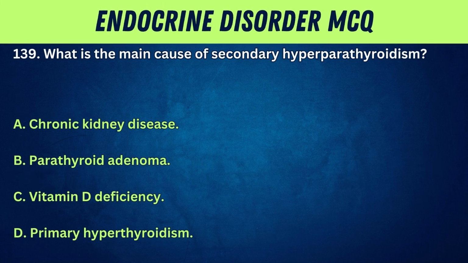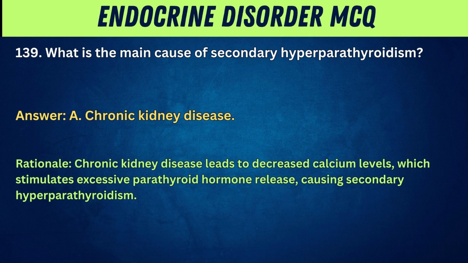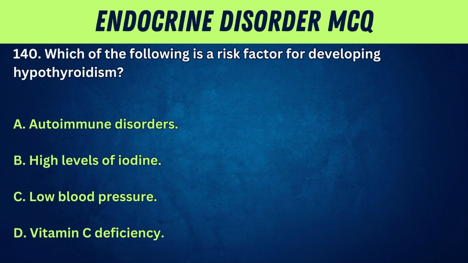139. What is the main cause of secondary hyperparathyroidism? A. Chronic kidney disease. B. Parathyroid adenoma. C. Vitamin D deficiency. D. Primary hyperthyroidism. Answer: A. Chronic kidney disease. Rationale: Chronic kidney disease leads to decreased calcium levels, which stimulates excessive parathyroid hormone release, causing secondary hyperparathyroidism.